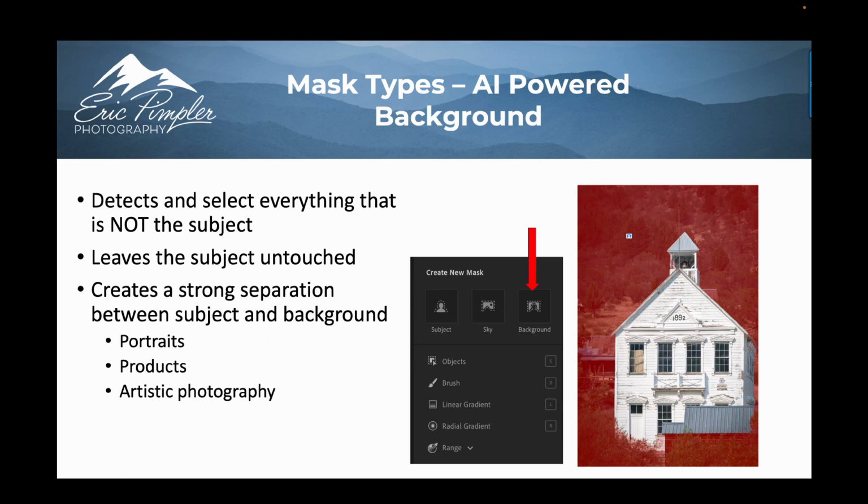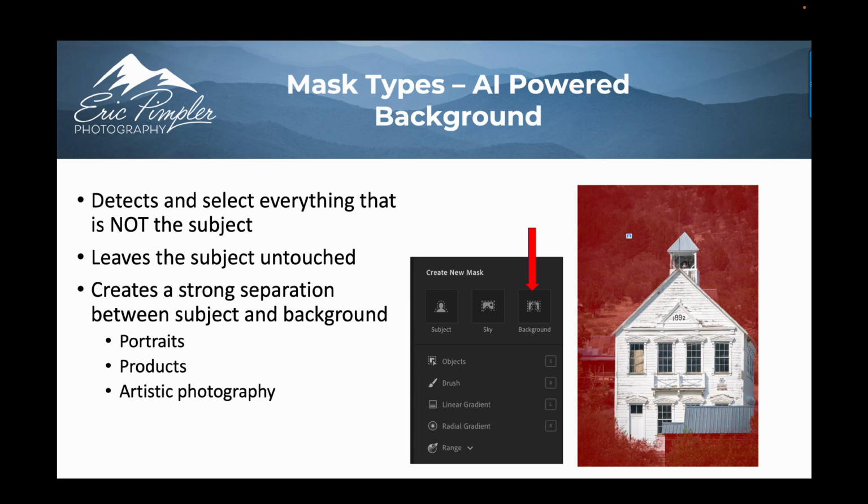And the third type of AI-powered mask type is what we call a background mask. This one's a little bit tricky sometimes because it does rely on a subject. We talked about subject masks earlier, and the background mask is kind of similar to that. It needs a subject, right? So what it will do is it'll detect and select everything that's not the subject. So if it can't detect the subject, then it can't detect the background. So those two types of masks are similar in that way.